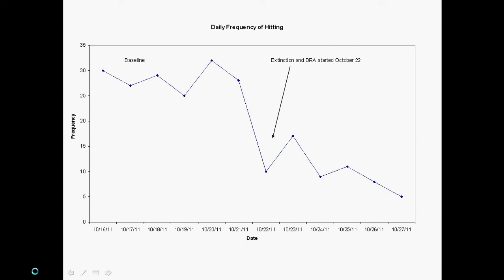And one final example. Here we can see that in our baseline, we had a frequency of the behavior happening about 30 times a day on average. Now baseline is what happens prior to the intervention. Then we can see that once we put in extinction and a DRA procedure, there was a pretty steep decline in the frequency of hitting. Again, the data shows us a clear picture and tells the story of how the behavior is going.